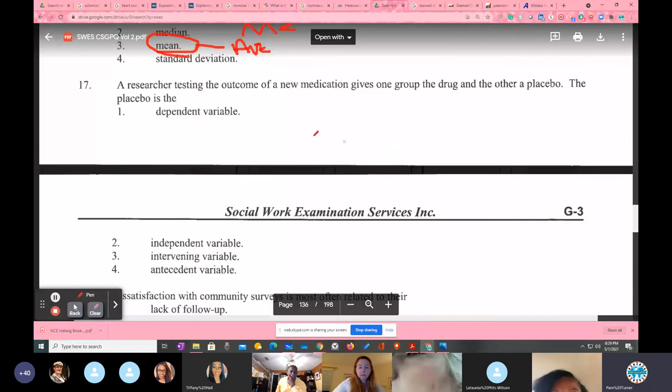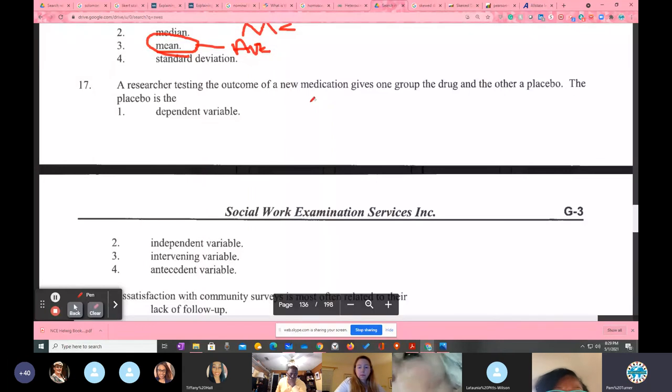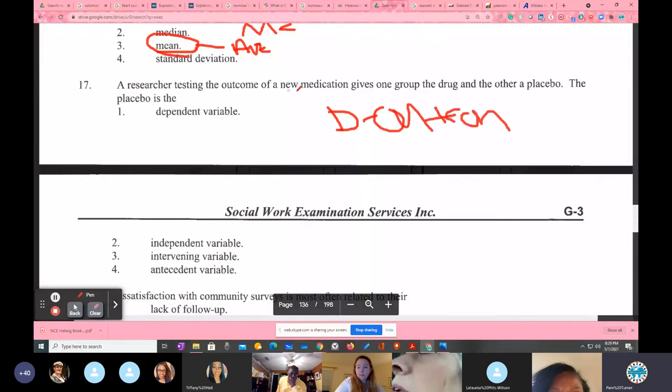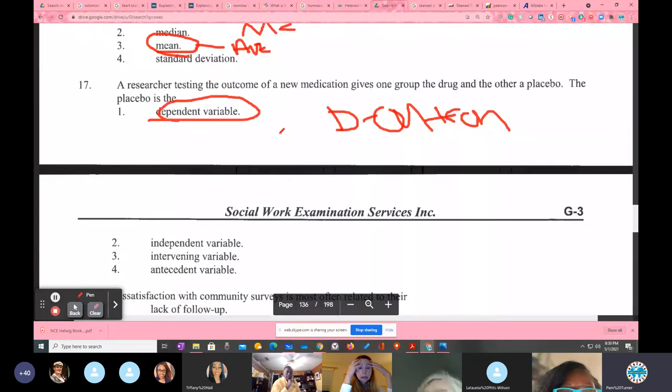I'm always going to remember my dependent variable is where I measure my outcome. Okay. So I'm testing the outcome of new medication. So then my placebo is a dependent variable. Yes, it is. You got it. So what is my... my placebo is not my dependent variable. That is not right. Go back. That is so not right.